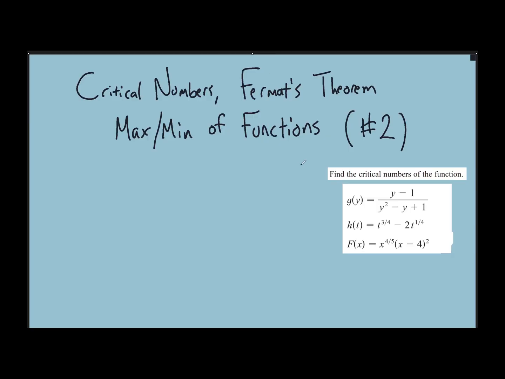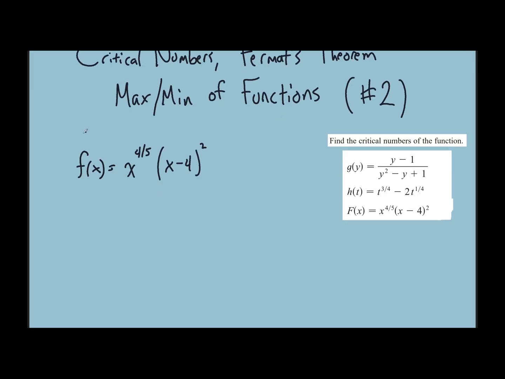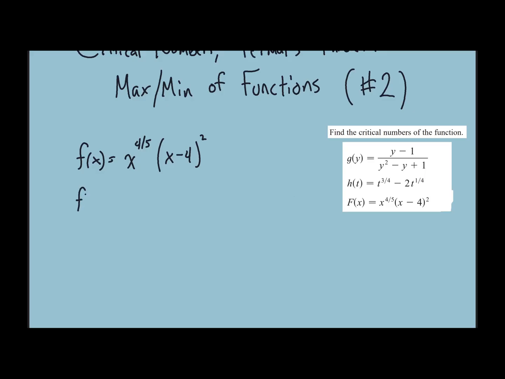Okay, let's do the third one. I'm just going to use a regular f of x. I don't know why they didn't. x to the 4/5 times (x minus 4) squared. What's the process for a critical number? Take the derivative, set it to 0. f prime of x equals what?